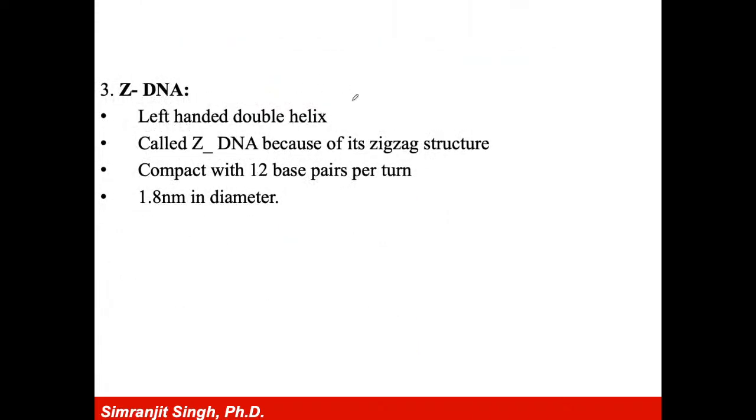Whereas in Z-DNA, it's the opposite hand. It's a left-handed helix, and it's called Z-DNA because of its Z-like structure. In the A case, we saw that there are 11 base pairs per turn, and in this case it will be 12 base pairs per turn. So it's even longer than the previous one, but in broadness, it will be the thinnest. It will not be as thick as A-DNA or B-DNA. So this is the thinnest. That's the difference for your Z-DNA, 1.8 nanometers.